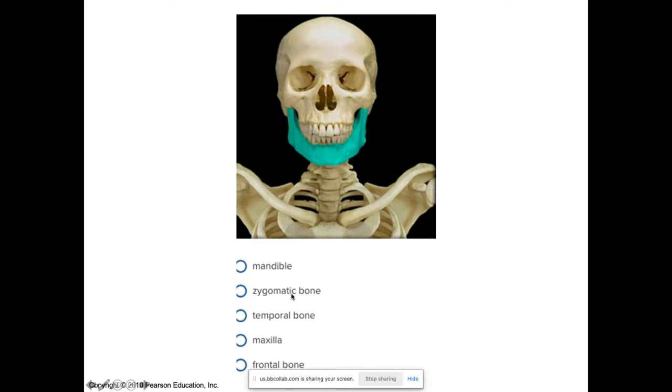Okay, let's see, what do we have? Well, zygomatic bone? No, that's over here. Temporal bone? No, temporal is up here. Frontal bone? No, frontal bone is up here. Maxilla? Well, this is the maxilla, the upper jaw. So this would have to be your mandible.